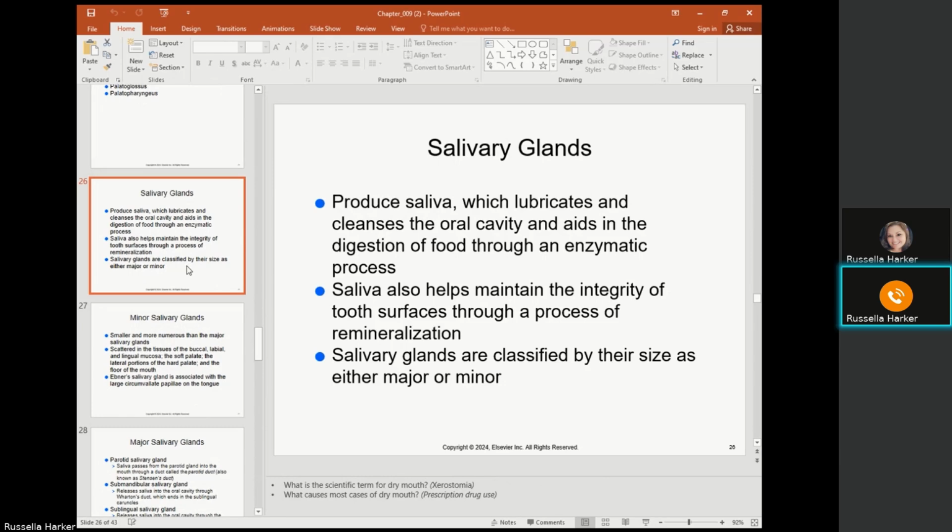The number one cause of dry mouth is prescription drug use. Dry mouth, or xerostomia, is a major side effect of prescription drug use, or any type of drug use. And patients run the risk of increased decay with dry mouth because they don't have the saliva to wash away food or debris to help clean the oral cavity. They also don't have the minerals to help maintain the integrity of the tooth surface in the remineralization process.